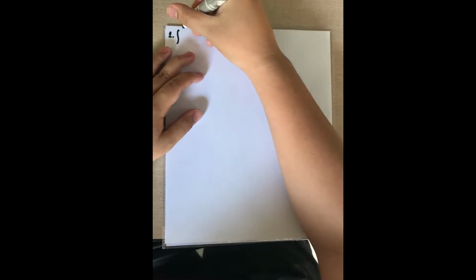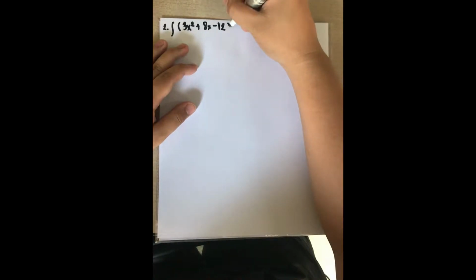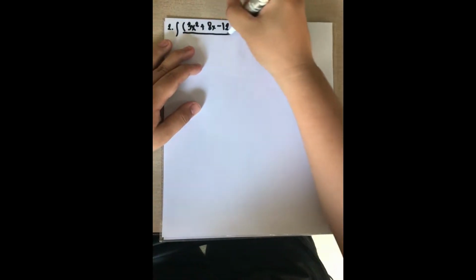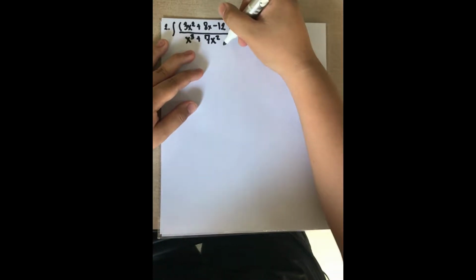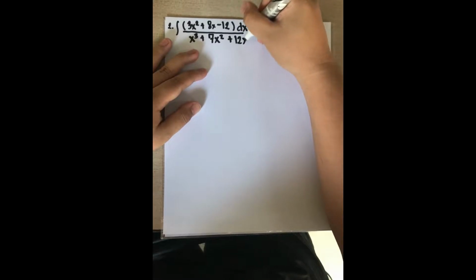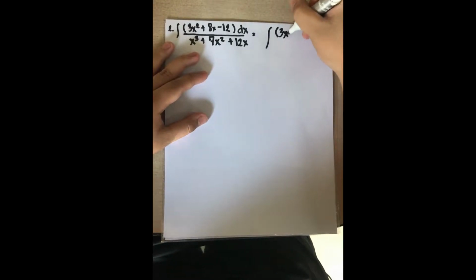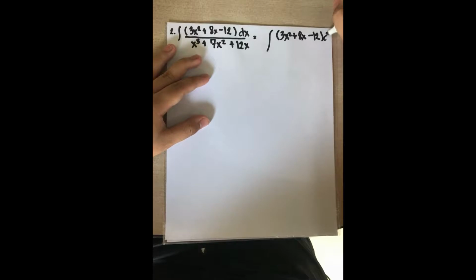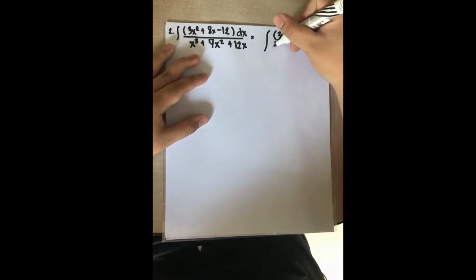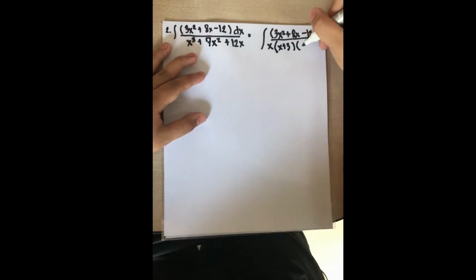Second example for linear factor. Given the integral of 3x squared plus 8x minus 12 over x cubed plus 7x squared plus 12x dx equals the integral of 3x squared plus 8x minus 12 dx over the factored denominator, which is x times quantity x plus 3 times x plus 4.